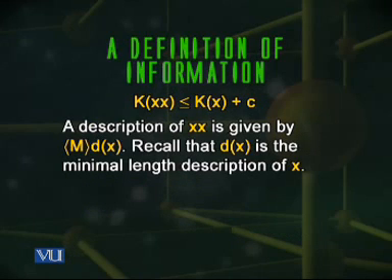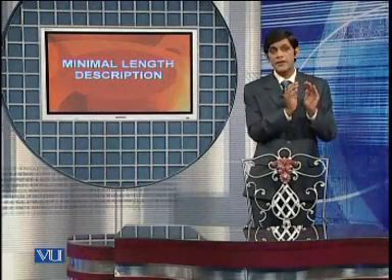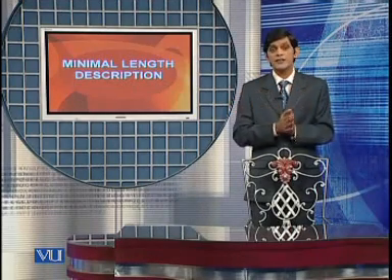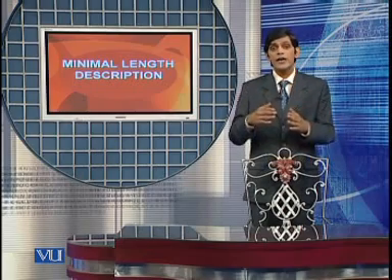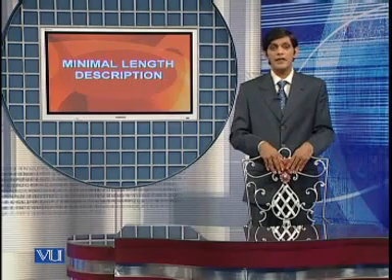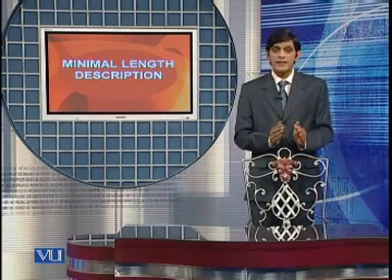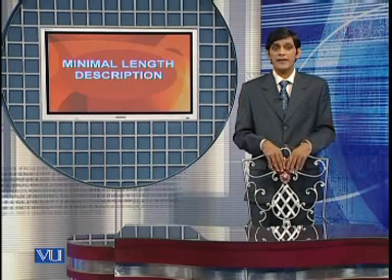Recall that D of x is the minimum length description of x. Clearly, if I give M the input D of x, then it would first compute x and then double it. So it would eventually print xx on its output tape. So I can describe xx by this Turing machine M3 followed by D of x.